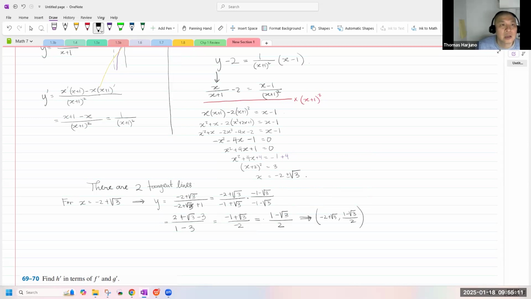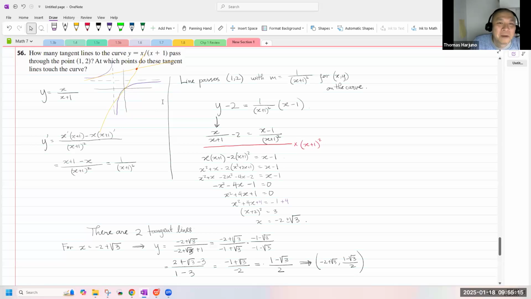Honestly, the answer is so ugly that I start questioning if I did everything correct. My bad, my bad. Let me check. The derivative, I think, is okay. Multiply by x plus 1 squared. I'm checking my work just in case I make any algebraic mistake.